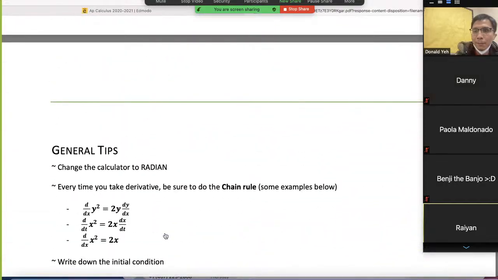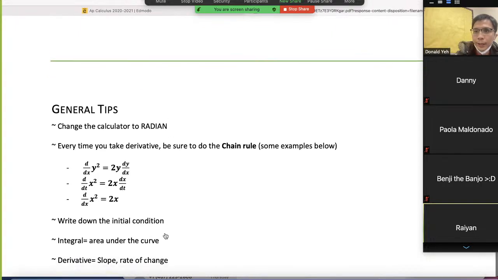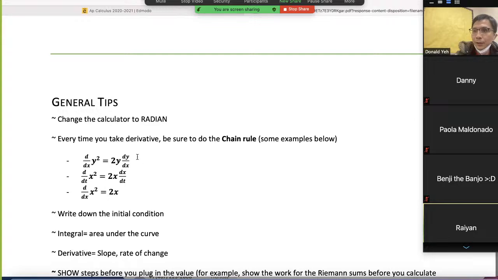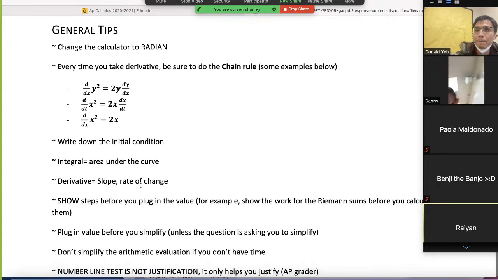So let's start off at the top. General tips: change your calculator to radians. Every time you take a derivative, make sure you think about the chain rule. That's the thing people usually forget. Write down the initial conditions. Initial conditions are so important. Usually in multiple choice, or in an FRQ depending on the parts, you have to use some type of initial condition. We can talk about that.